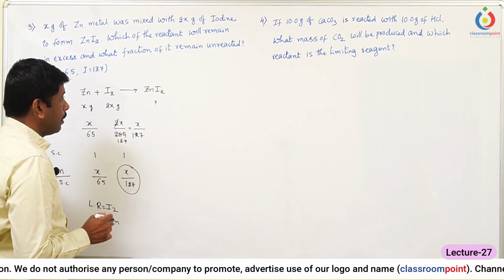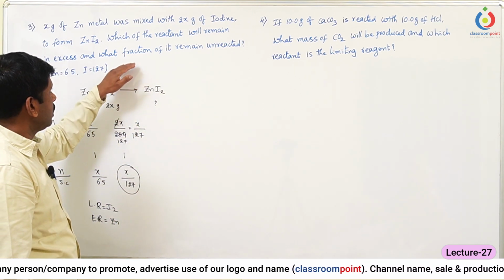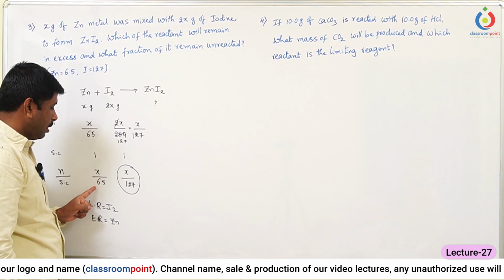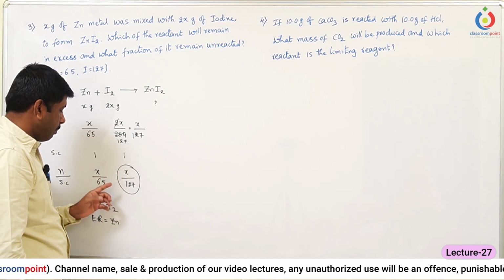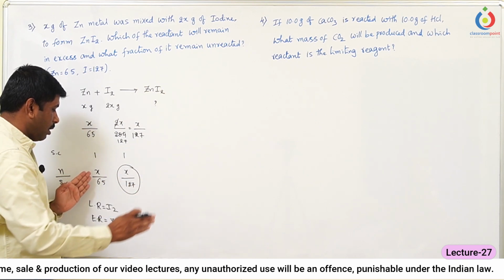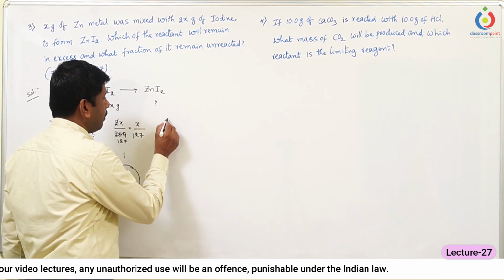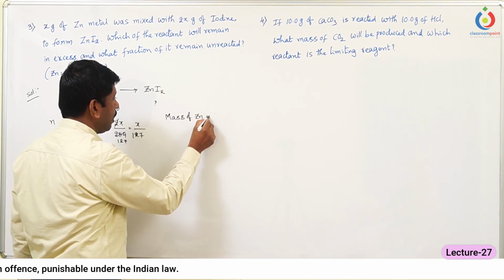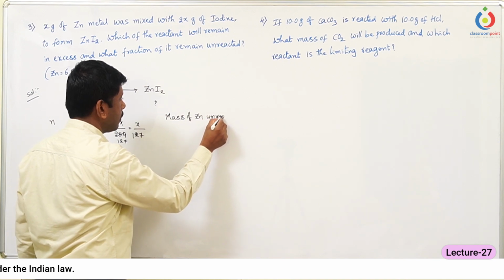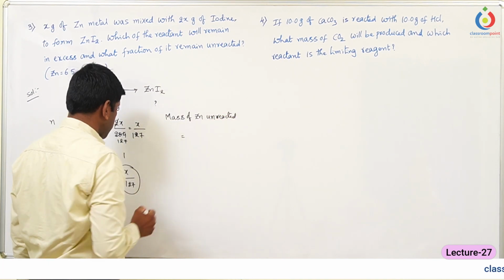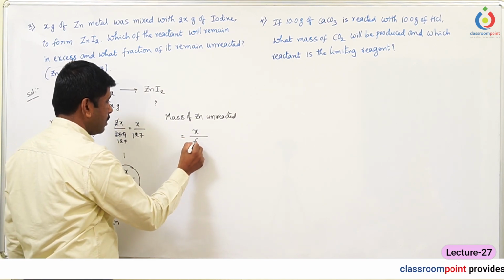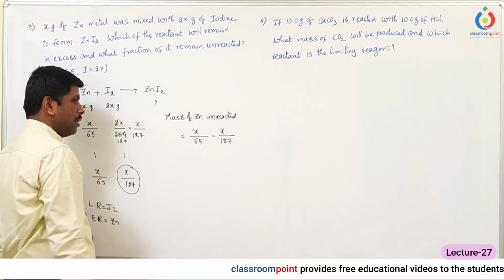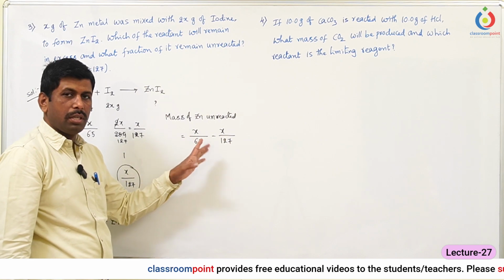Now let us find out how much of the zinc is not reacted. See, X by 65 grams of the zinc on reaction with X by 127, out of this much has gone. The remaining is unreacted. So mass of zinc unreacted is equal to X divided by 65 minus X divided by 127. That much mass reacted and the remaining mass is not reacted.